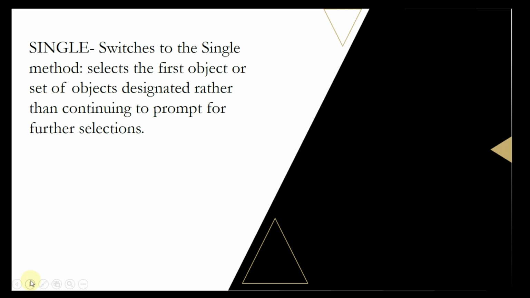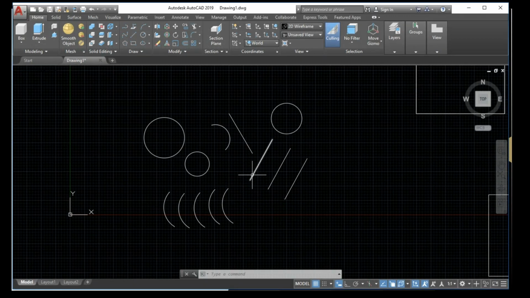Single switch, single method. Select first object or set object designated rather than continuing a prompt for further selection. Okay, switches to single method. Balik tayo. Then, single switch. Single. Okay, select object. Ayun. So, automatically, nabura siya, kasi single lang. Yun lang yung gusto mong burahin. Okay, ulitin natin. Napabilis ko yata.